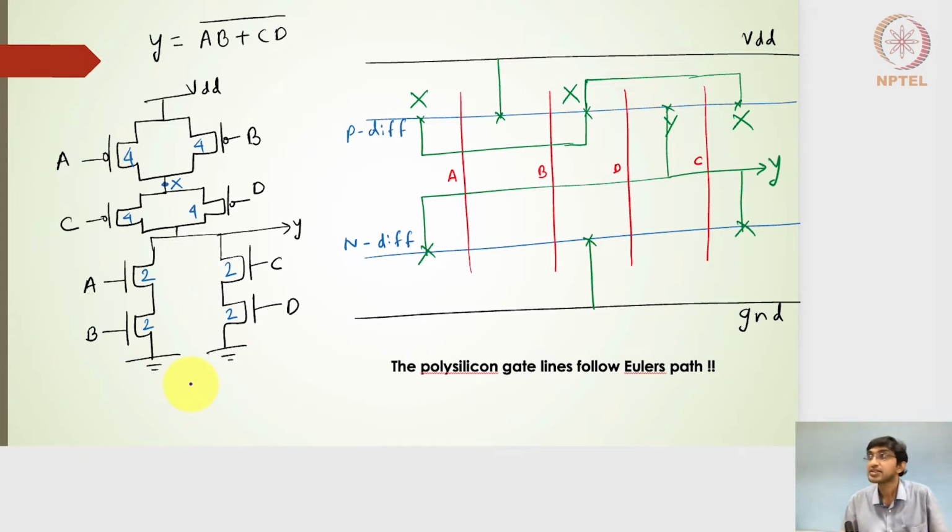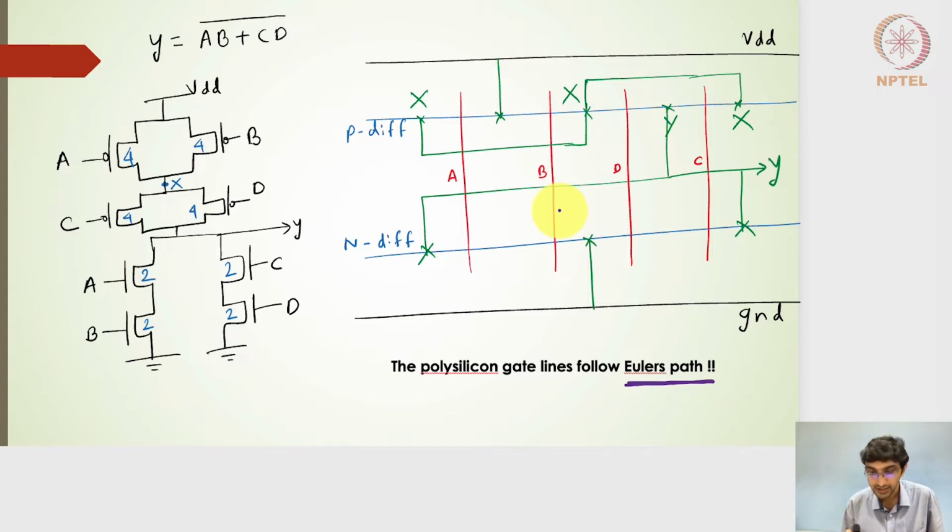So what we will do in this particular lecture is try to follow a particular method called Euler's path. The Euler's path will help us in designing the polysilicon gates A, B, D, C, or rather I will say that it will help in ordering our polysilicon gates.